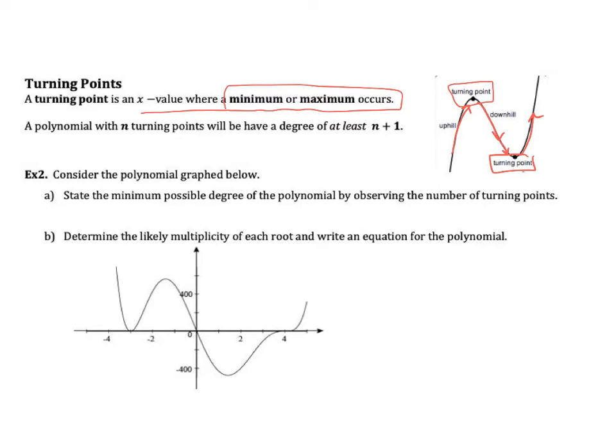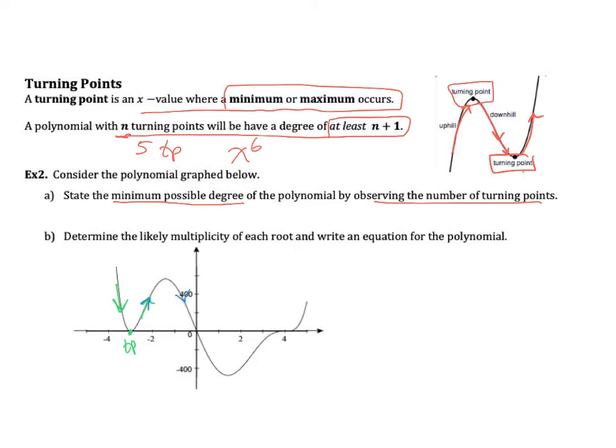So a polynomial with n turning points will have a degree of at least n plus 1. So if it has 5 turning points, then it will have a degree of 6 at a minimum. Okay, that's what that means. It says, consider the polynomial graphed below. State the minimum possible degree of the polynomial by observing the number of turning points. So again, decreasing to increasing, this is a turning point.